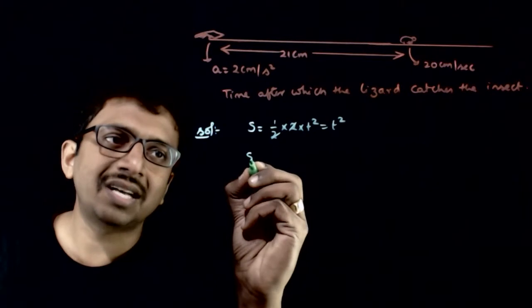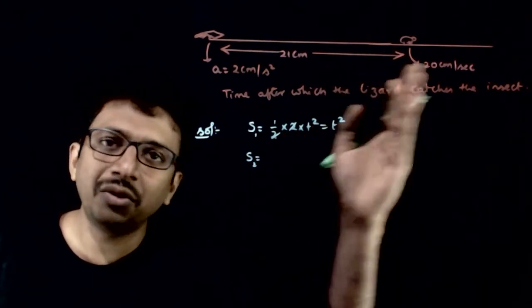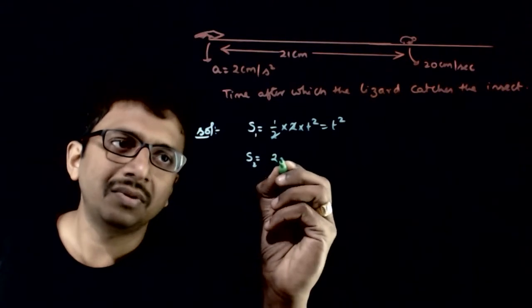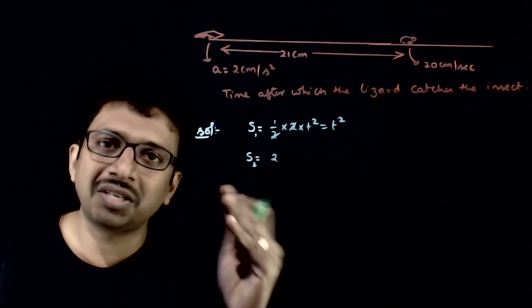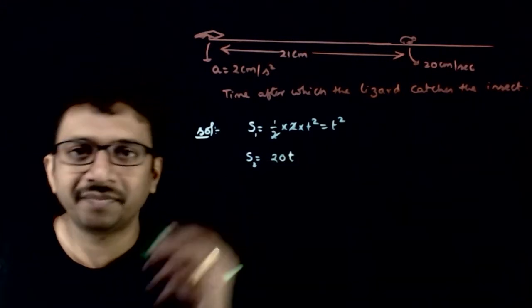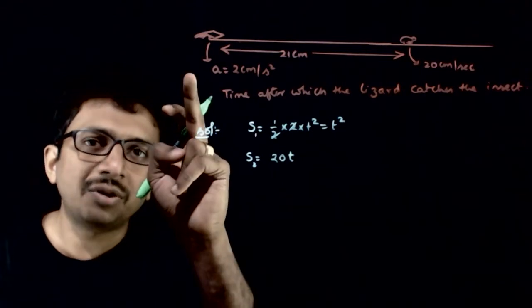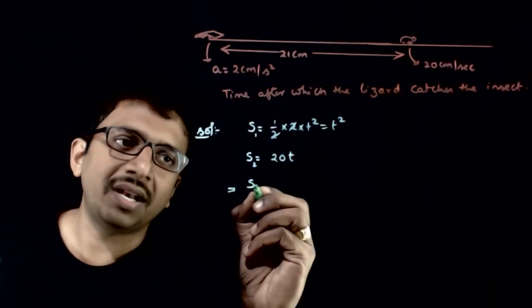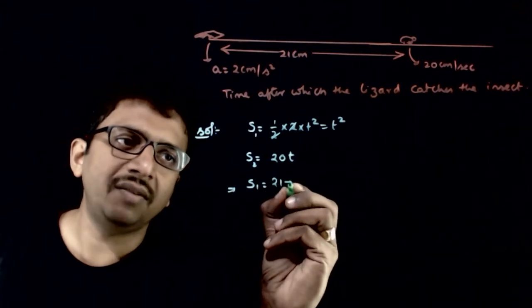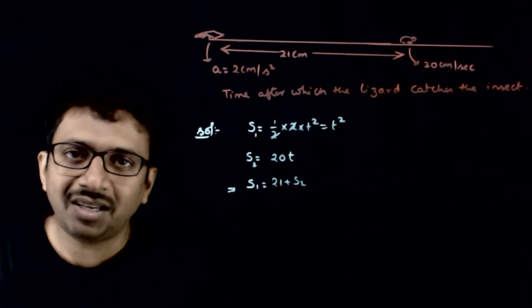Similarly, what is the distance traveled by the insect? The insect is traveling with a uniform velocity, so the distance traveled by the insect is equal to velocity into time, that is 20 times t. If the lizard has to catch the insect, the lizard has to travel an extra 21 centimeters. So this implies S1 has to be equal to 21 plus S2. That's the instant where the lizard can catch the insect.